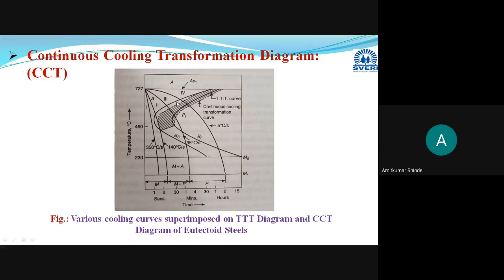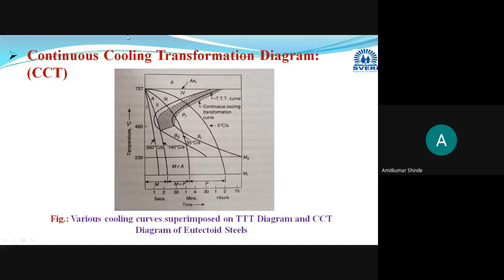towards the right side and in the downward direction. This dotted curve will be the CCT curve. The TTT curve shifts towards the right-hand side, downward, and after that it will overlap. The remaining diagram will be the same. This Ms, Mf temperature, and this A1 temperature will be there.